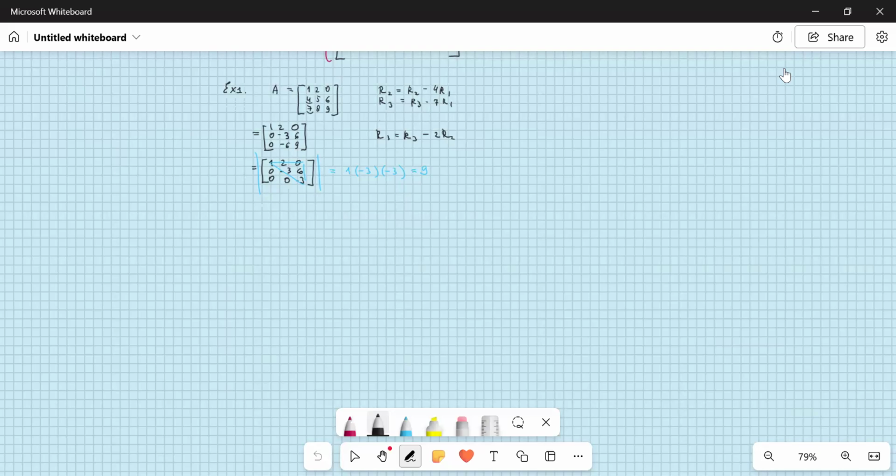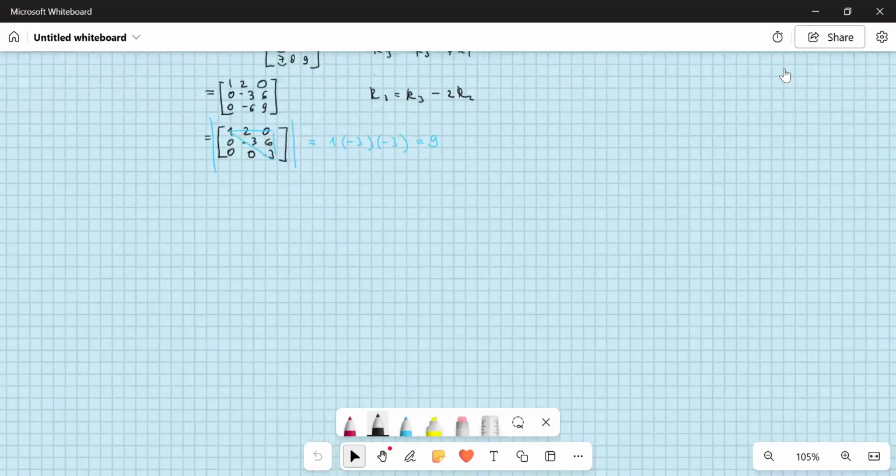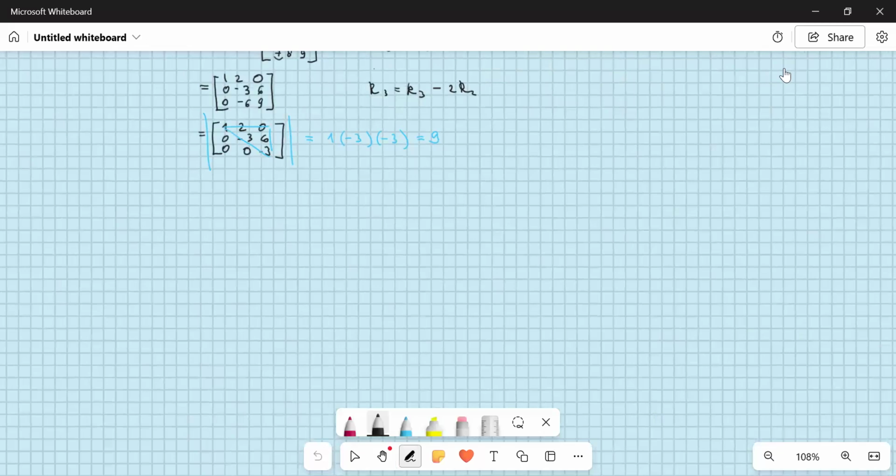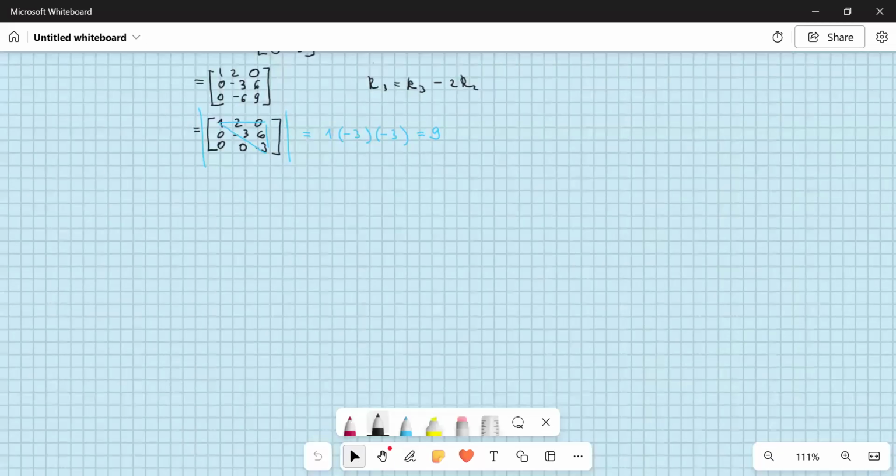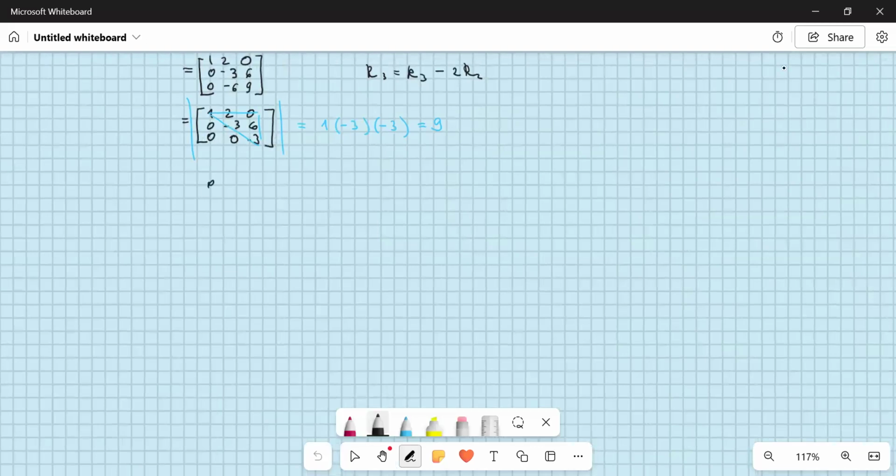What determinants are we going to have for elementary matrices? Remember, we had elementary matrices which correspond to elementary operations. So I'm going to just calculate determinants of elementary matrices. We'll need it for the future. So let's start with the same order of operations.